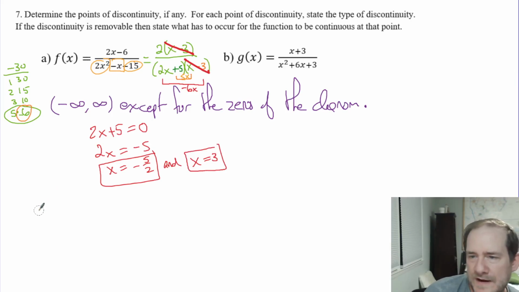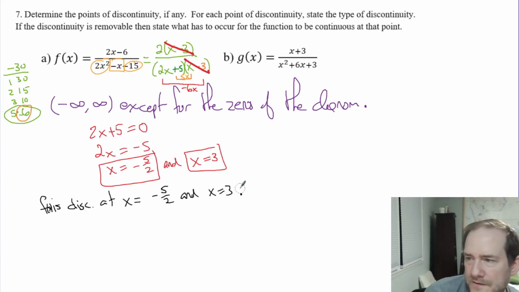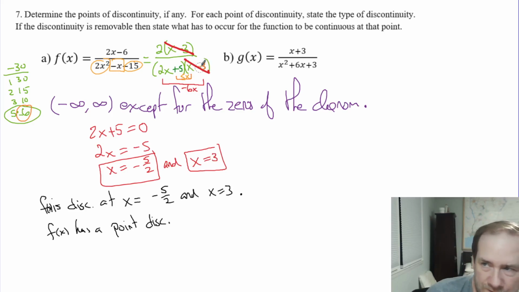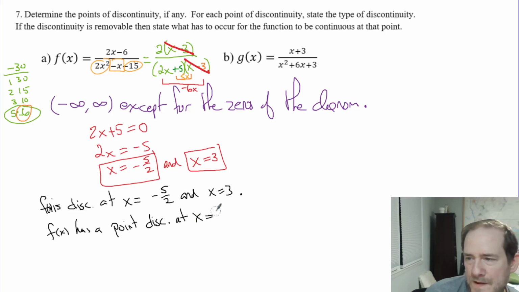So I know for a fact that f of x is discontinuous at x equals -5 halves and x equals 3. Furthermore, I can state that f of x has a point discontinuity at the value of x that came from the factor that canceled out. So that's the x equals 3. And the one that didn't cancel out, there'll be a vertical asymptote there, so that's an infinite discontinuity.